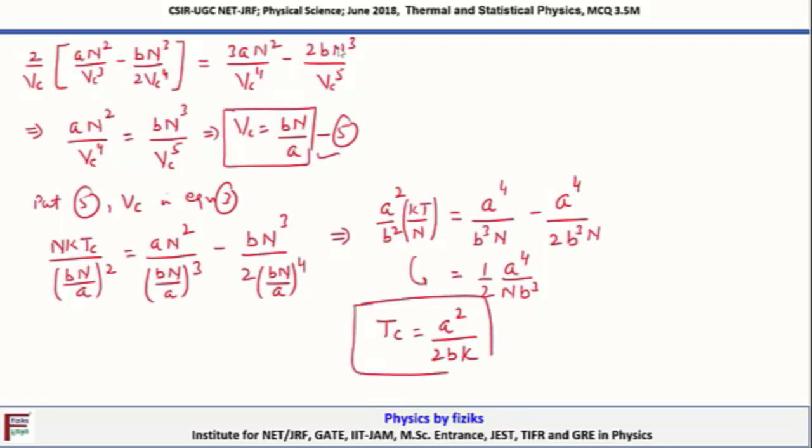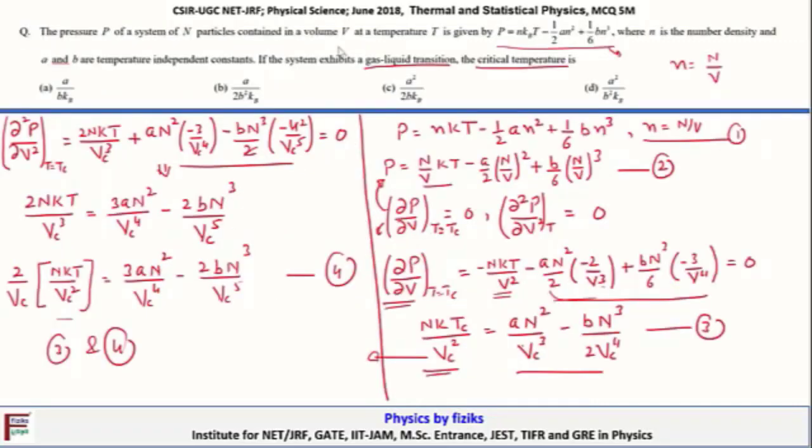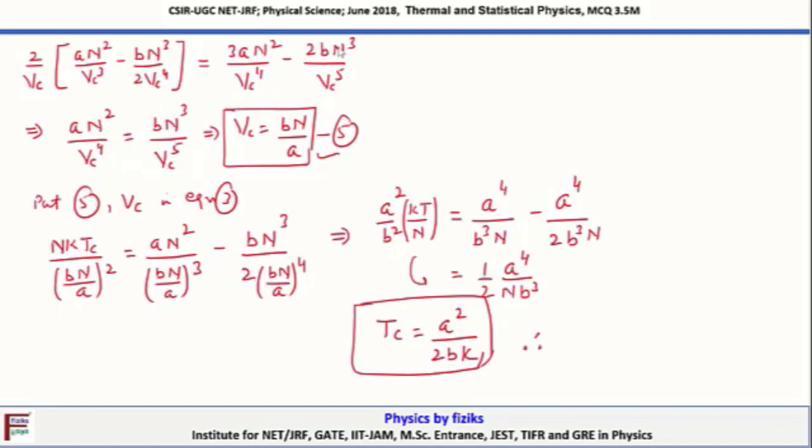So therefore this is our final result. Let's see which option is the correct one. It's a square by 2bk. It's a square upon 2bk. A square upon 2bk. So this is the correct option. C is the correct one here. Okay, so therefore C is correct.